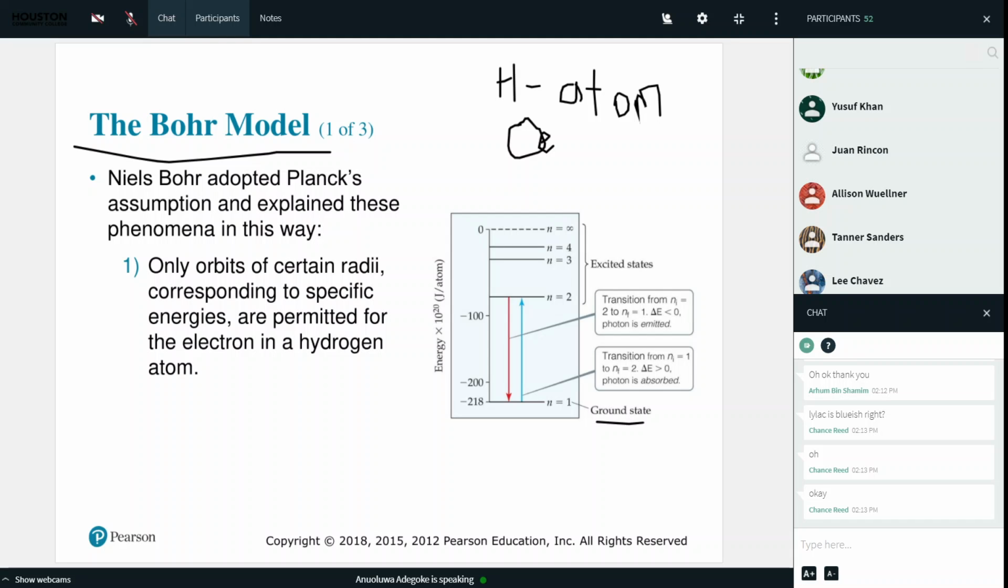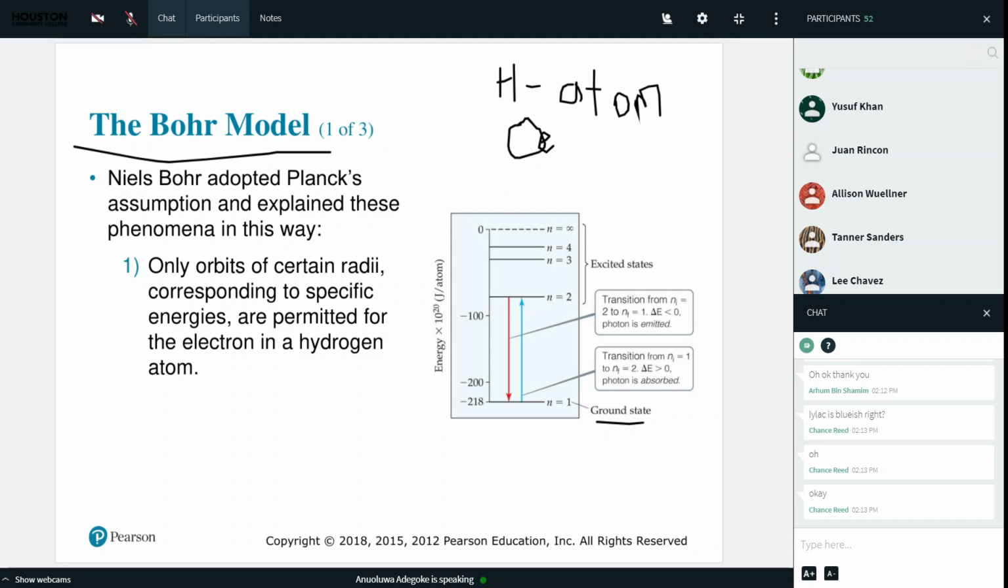Now, Ni represents the initial level. N again represents the principal quantum number. We haven't talked about quantum numbers yet, but again, we are going to get there. So N represents the principal quantum number. I represents the initial level, which is the ground state here. So when electrons jump from ground state level 1 to level 2, it goes to the excited state.